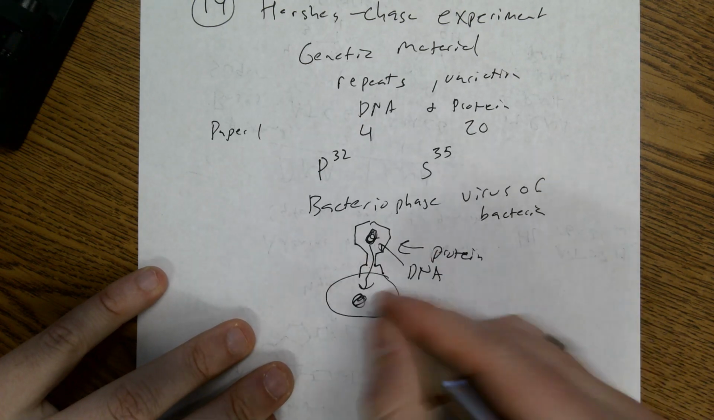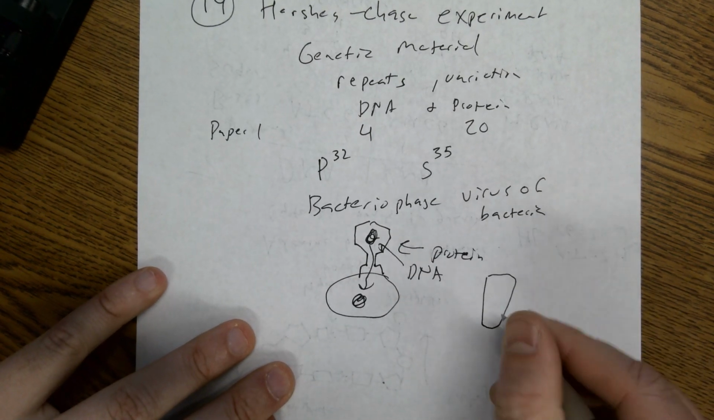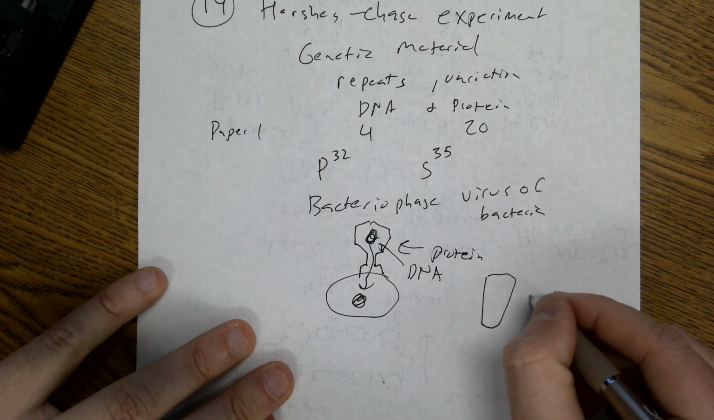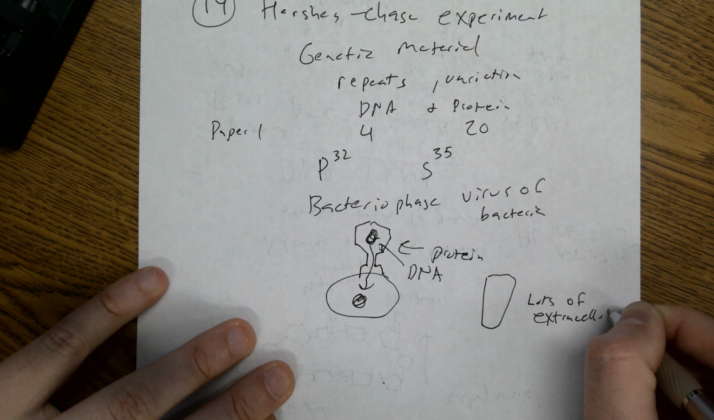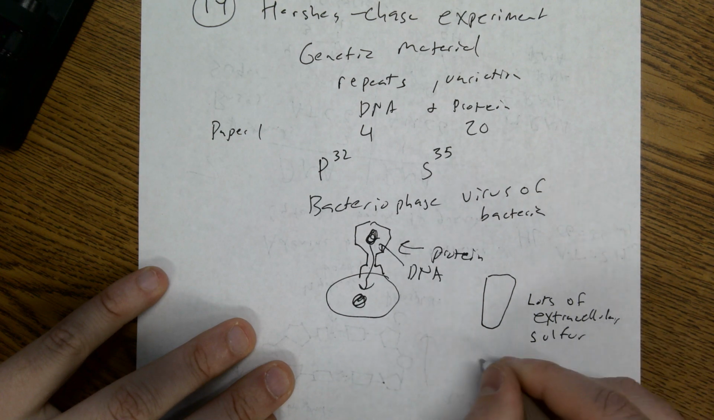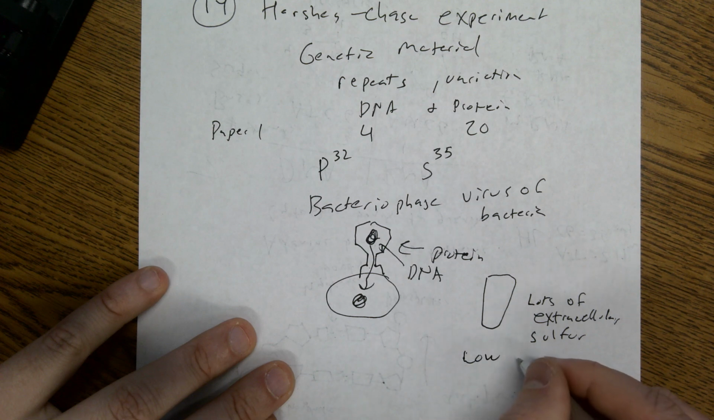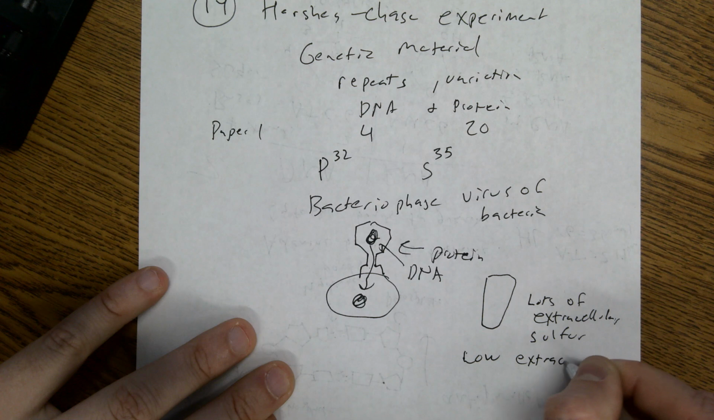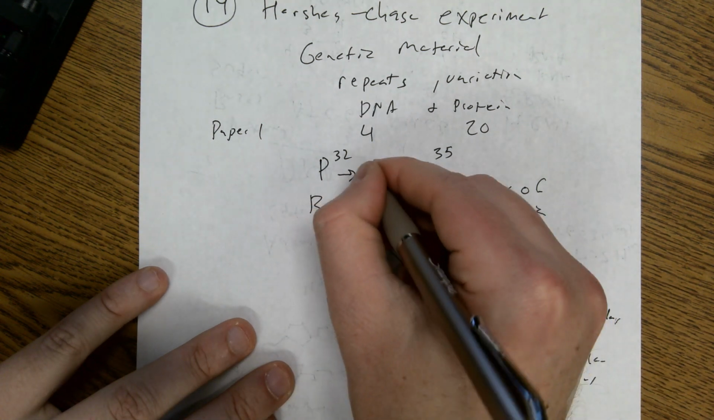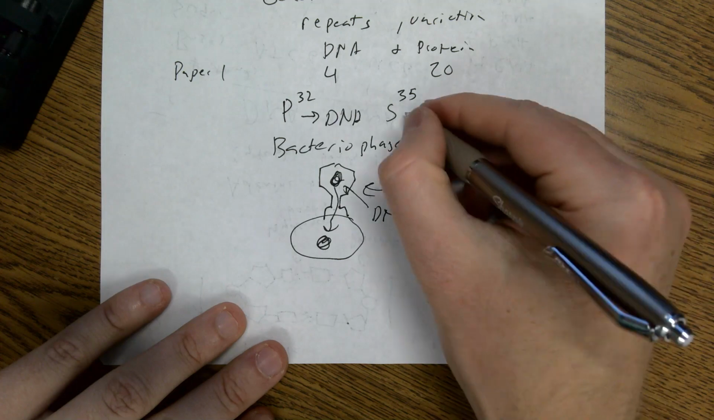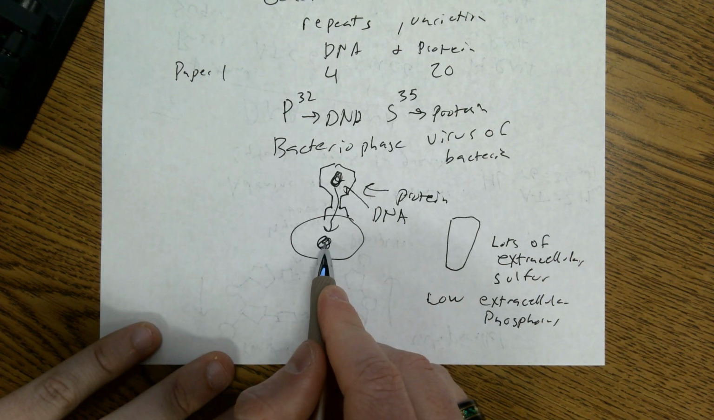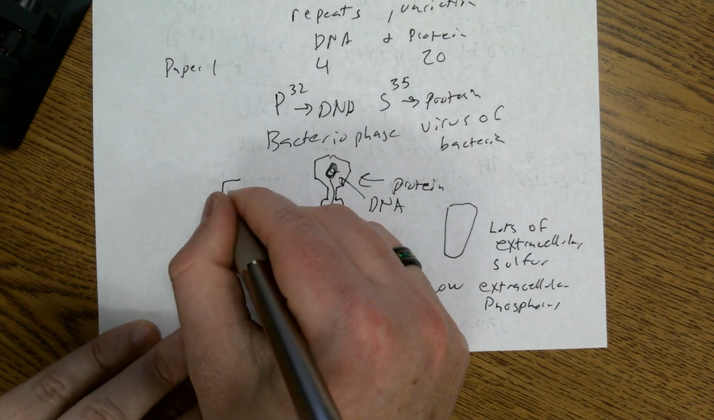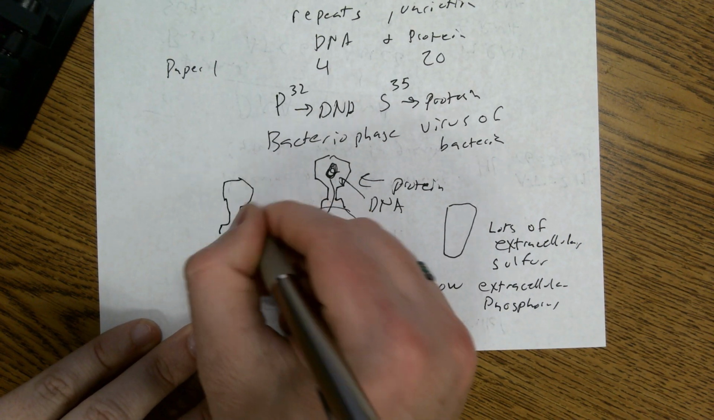So what Hershey and Chase did is they did this, and then they swirled it around in a centrifuge tube, and they found that there was lots of extracellular sulfur, but very low amounts of extracellular phosphorus, because the phosphorus is found in DNA. So phosphorus is found in DNA, whereas sulfur is found in protein. And so you can see by looking at this picture, the DNA is in the cell, so it's not extracellular, but the protein capsule, once it's been used, it just kind of floats there in the extracellular matrix.